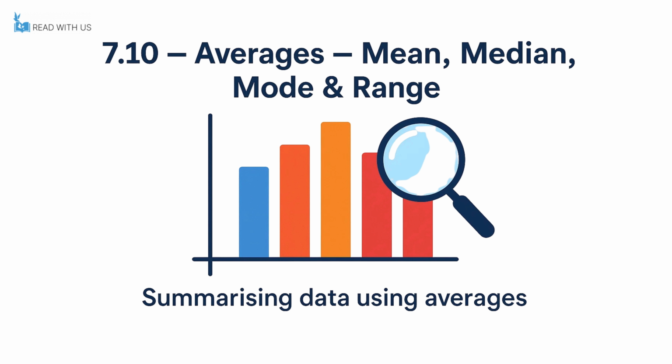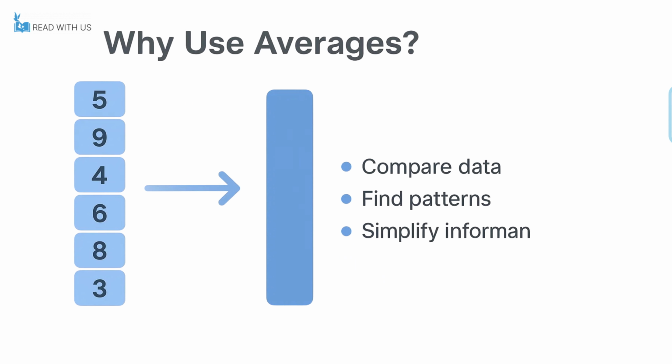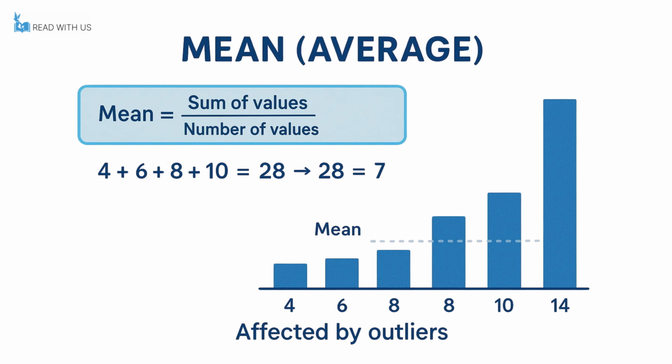In this lesson, we're going to learn about averages: mean, median, mode, and range, the four key ways to describe data. Averages help us summarize a large set of data into just a few numbers so we can quickly compare, analyze, and understand patterns. The mean is what most people call the average.